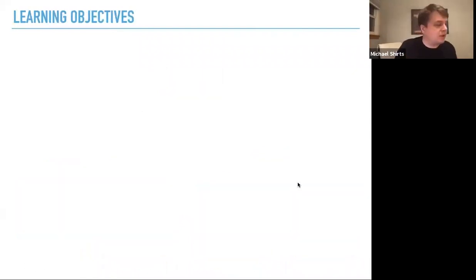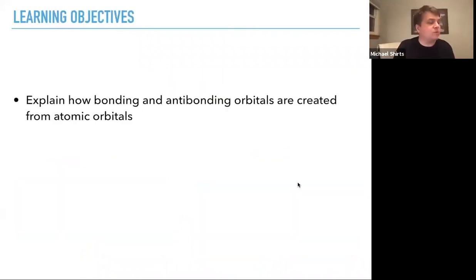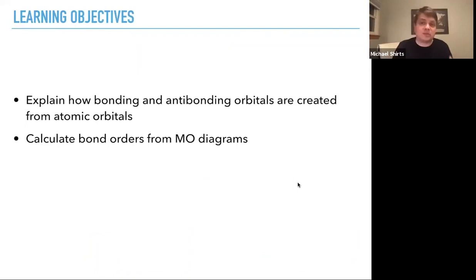When we talk about the orbitals as not merely being on the single atoms, but as being spread out throughout the molecule. Okay, so the learning objectives today: we want to explain how bonding and anti-bonding orbitals are created from atomic orbitals and calculate bond orders from molecular orbital diagrams. So we'll do this with some simple atoms, and then in another segment, we'll handle more complex atoms.